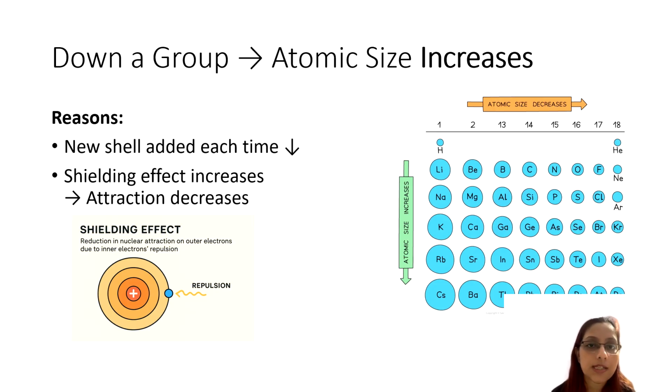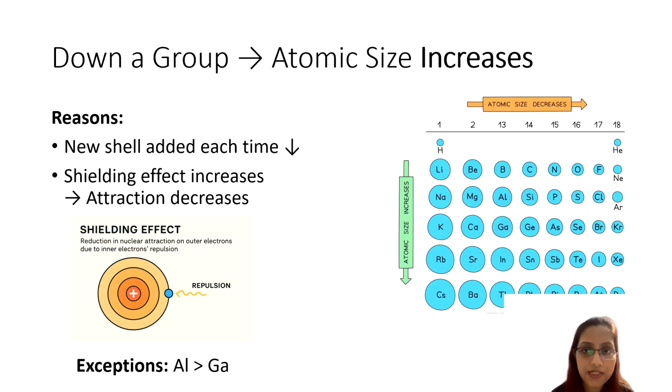So here you can see in this diagram on the right that as we go down a column, say again from lithium to cesium, the circle representing the atomic size gets bigger. Now let's talk about exceptions.